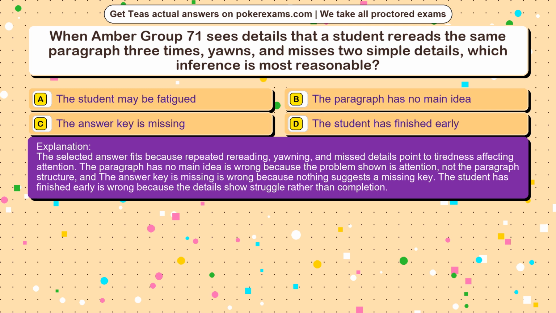The paragraph has no main idea is wrong because the problem shown is attention, not the paragraph structure, and the answer key is missing is wrong because nothing suggests a missing key. The student has finished early is wrong because the details show struggle rather than completion.